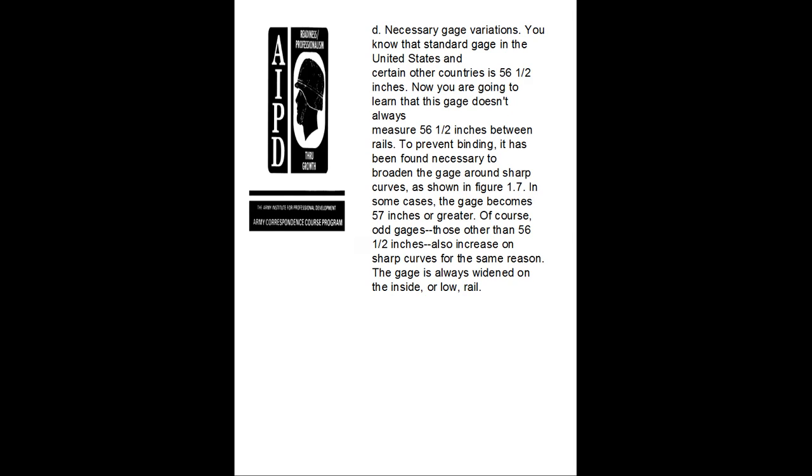Necessary gauge variations. You know that the standard gauge in the United States and certain other countries is 56.5 inches. Now you are going to learn that the gauge doesn't always measure 56.5 inches between the rails. To prevent binding, it is found necessary to broaden the gauge and sharpen the curves, as shown in Figure 1.7. In some cases, the gauge becomes 57 inches or greater. Of course, odd gauges other than 56.5 inches are also increased on sharp curves for the same reason, and the gauge is also widened on the inside of the low rail.